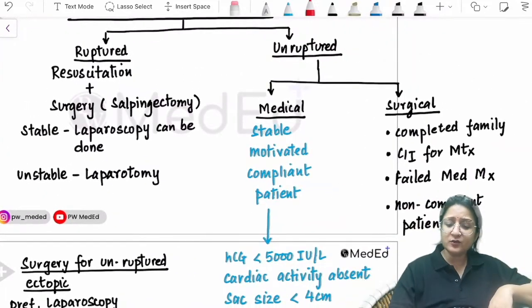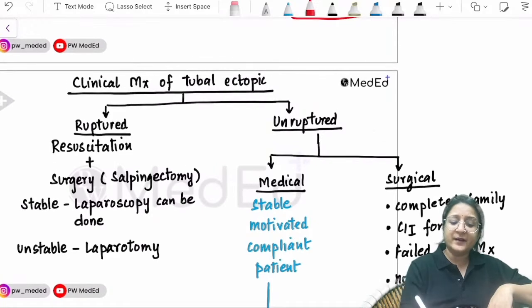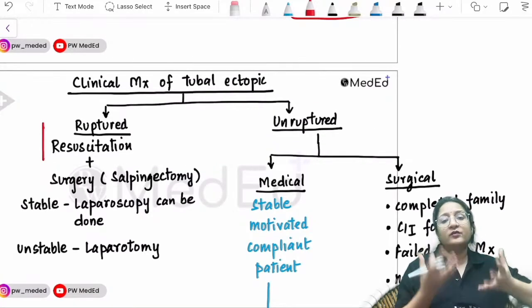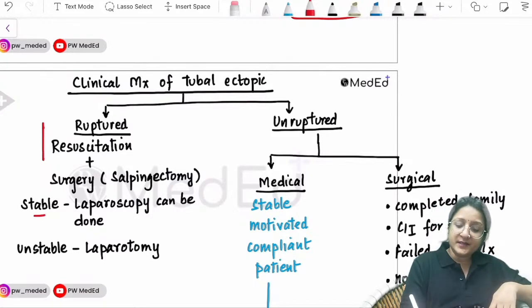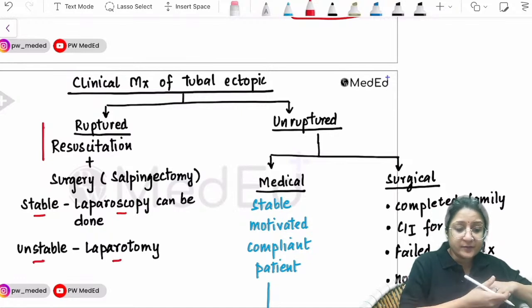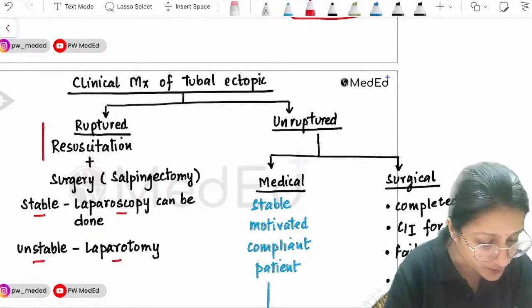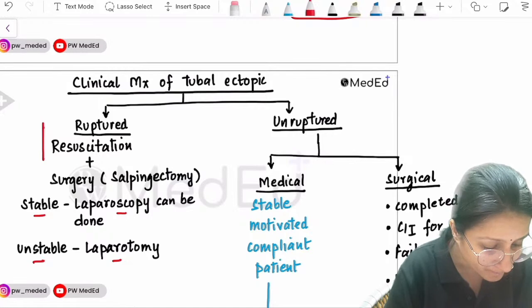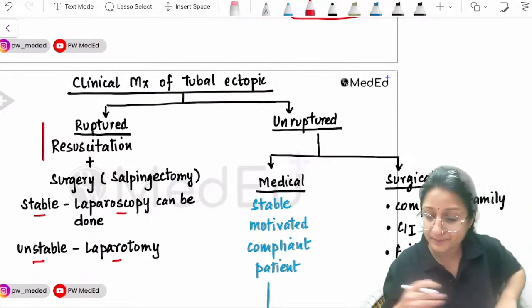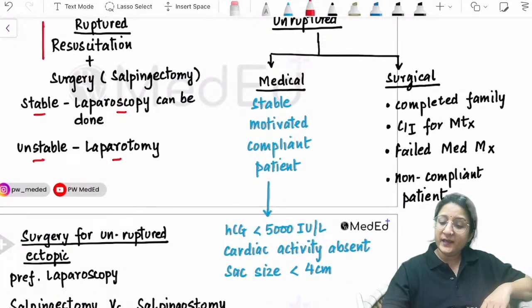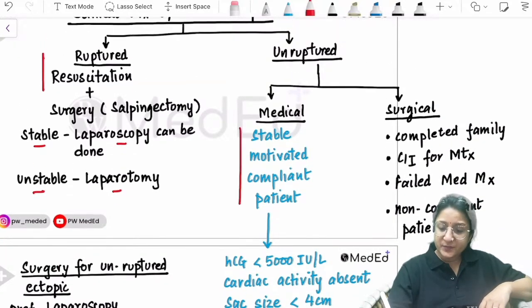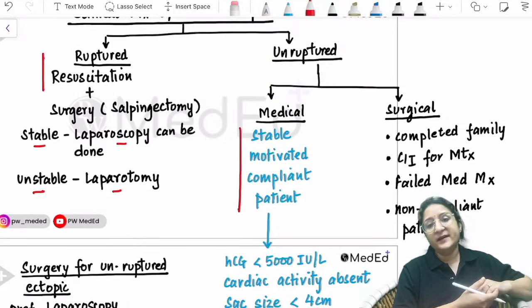Please remember that when we have a ruptured ectopic, you have to go with resuscitation and surgery, that is salpingectomy. If the patient is stable, laparoscopy can be done. In an unstable patient, laparotomy is the only option. In an unruptured ectopic patient, medical management is only done for stable, motivated, compliant patients who are willing to follow up.